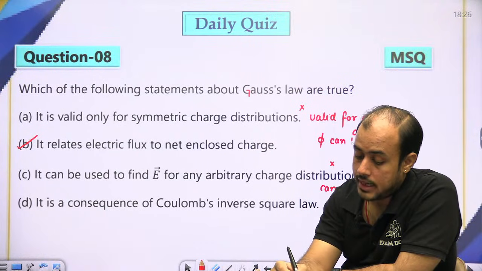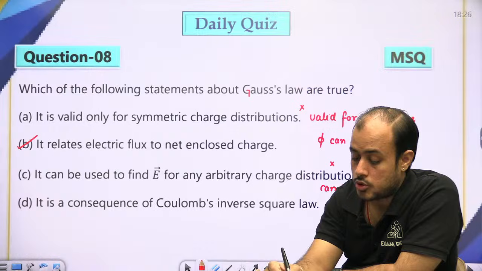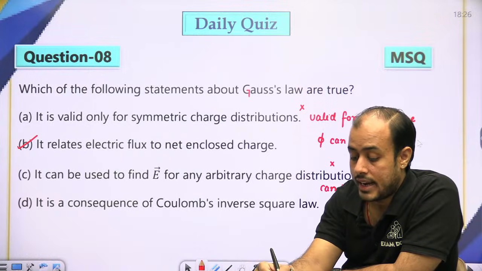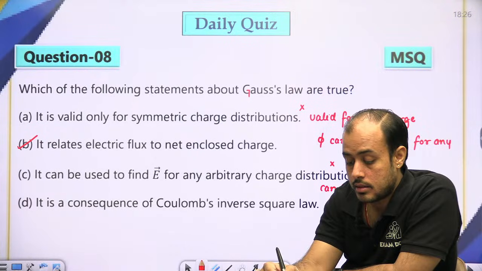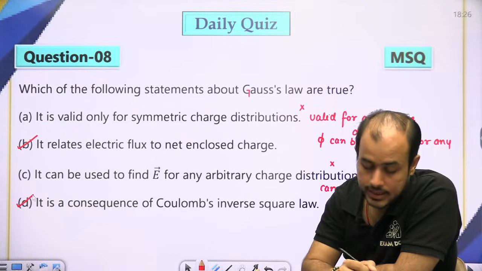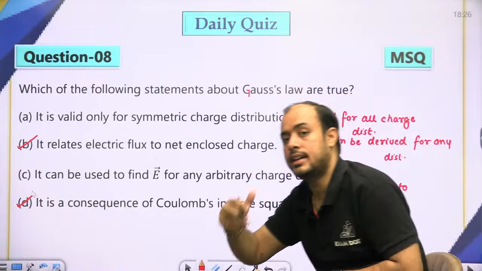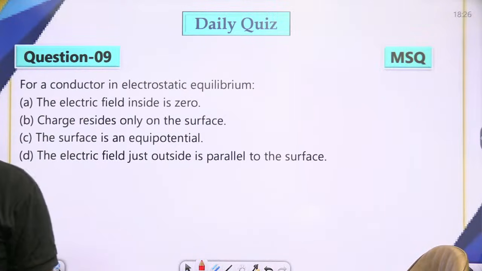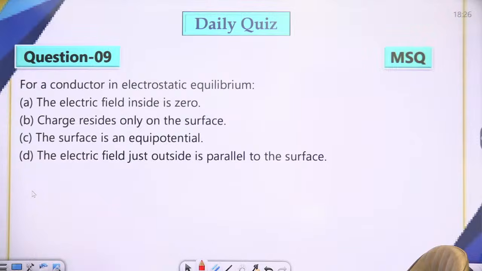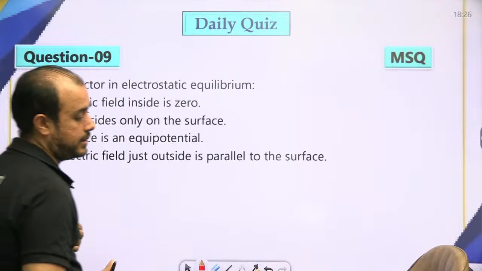Flux can be derived for any distribution, but for electric field beta you need symmetry, and it is derived from Coulomb's law. ठीक है. Coulomb में जो 1/r² आता है वहीं से derive होता है. तो ऐसा नहीं है कि वैलिड नहीं है, फ्लक्स हर जगह निकल जाएगा. For electric field you need symmetry.